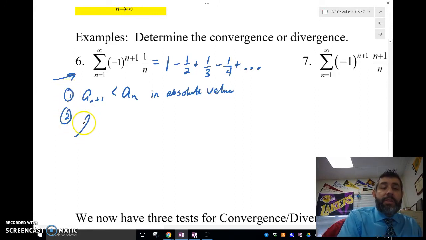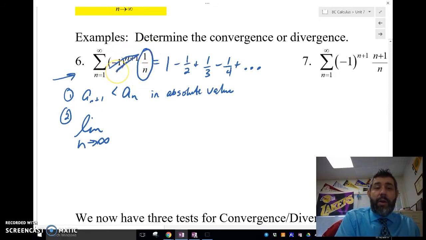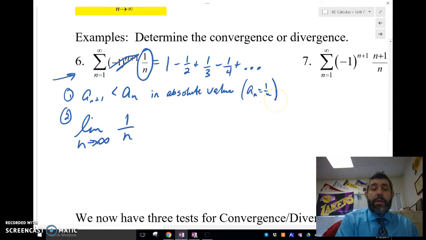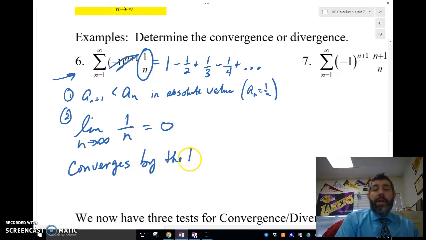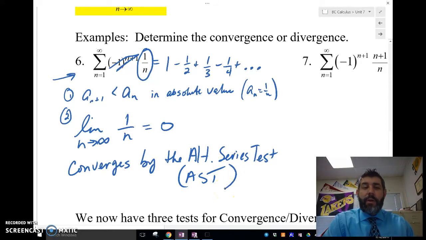The second thing is we have to check the limit as n approaches infinity of a sub n. Now a sub n in this series is not the alternating part, just the 1 over n. You can also say a sub n equals 1 over n. So what is that limit equal to? That limit is 0. So we're going to say that this converges by the alternating series test, or the AST if you want to abbreviate it. All right, so this one converges.